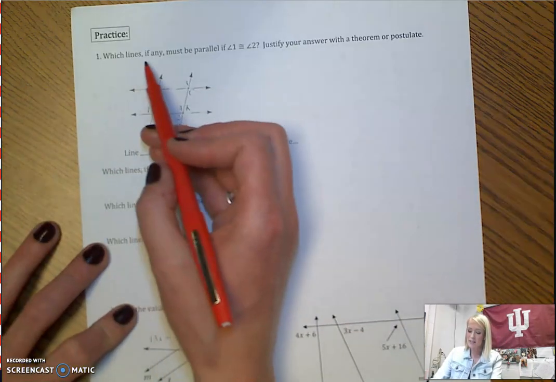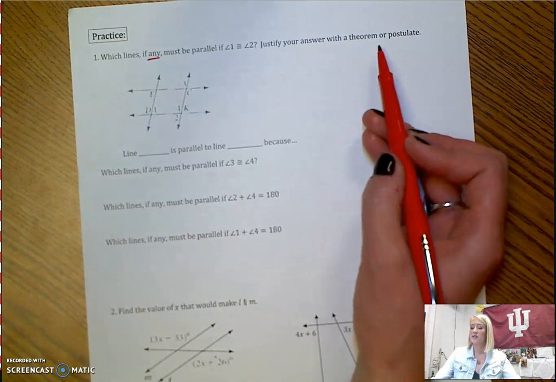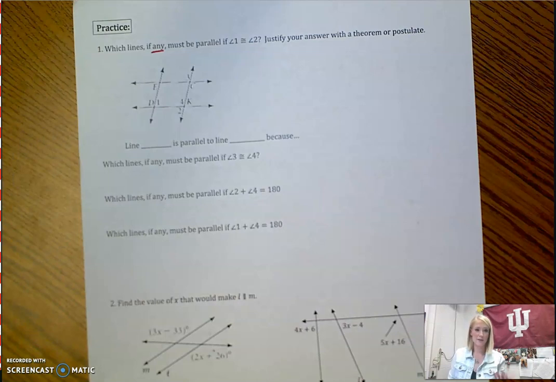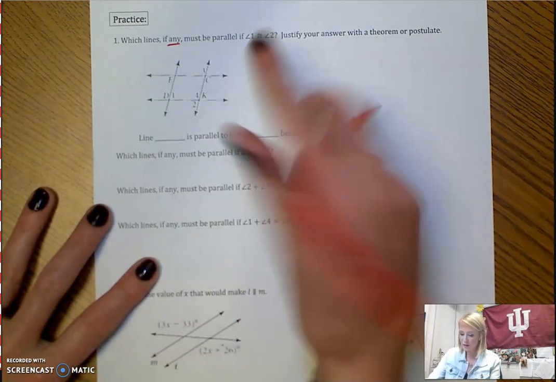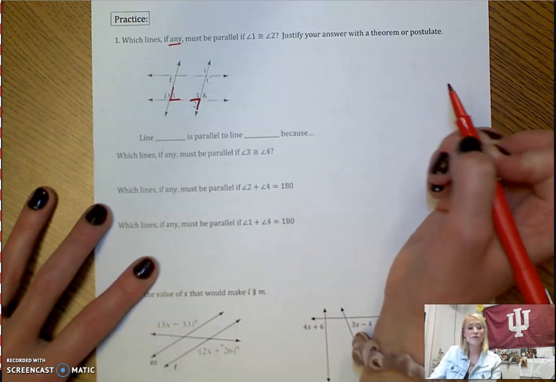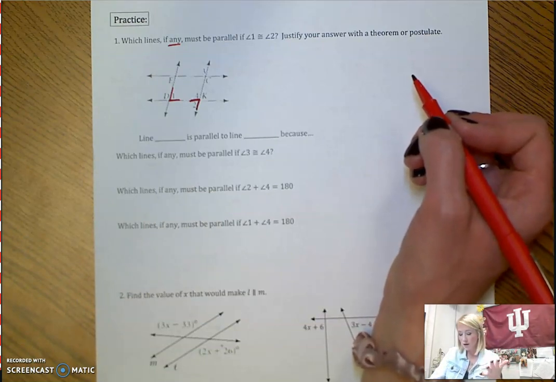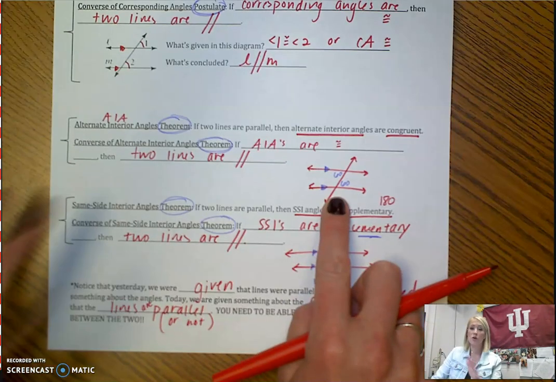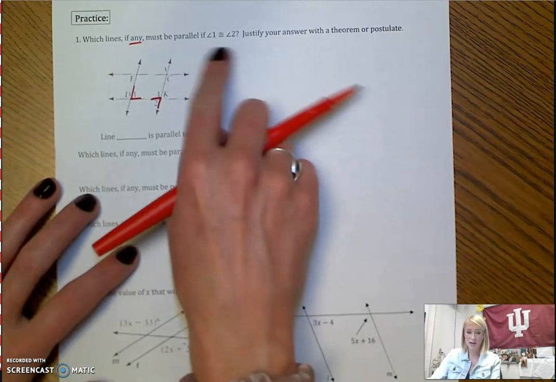So on the back it says, which lines, if any, must be parallel if angle 1 is congruent to angle 2? Justify your answer with a theorem or a postulate. Okay, so I'm looking for angle pairs. That's what I do every time on these. And sorry, this did not copy very well, but they tell me angle 1 is congruent to angle 2. So here's angle 1, here's angle 2. I need to figure out if that's one of my angle pairs, corresponding, AIA or SSIs. Also in this situation, guys, there's 4 lines. For me, these problems are so much easier if there's 3 lines. So 1 line is not being used when I just look at angle 1 and angle 2.